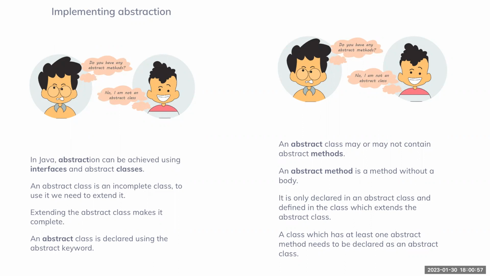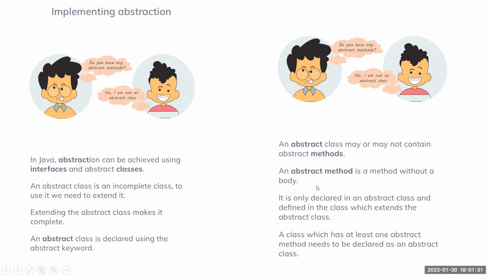Okay, that's what I was trying to say. Extending the abstract class makes it complete. Why? Because we are going to implement that declared method. An abstract class is declared using the abstract keyword. I'm going to show you one small example once this is done. An abstract class may or may not contain abstract methods. An abstract method is a method without a body. That's what I was trying to say.